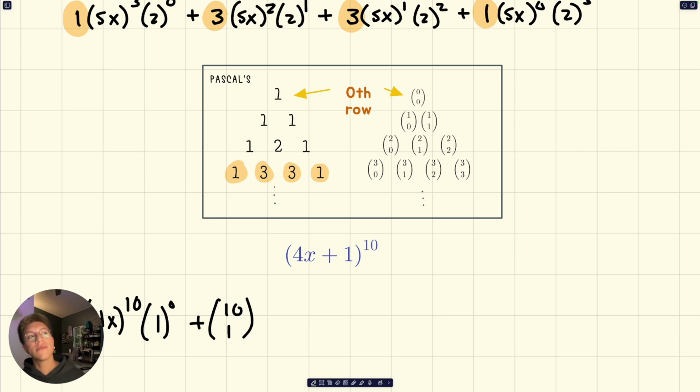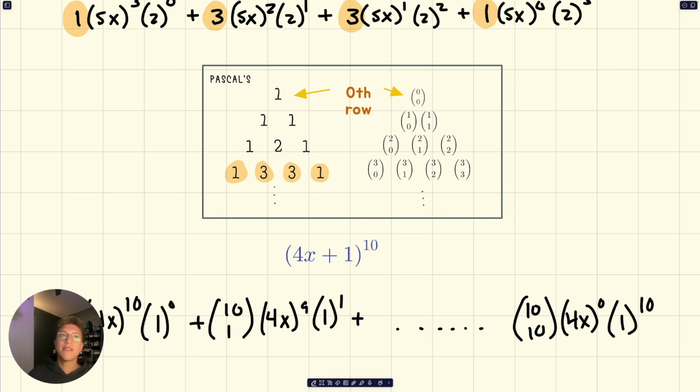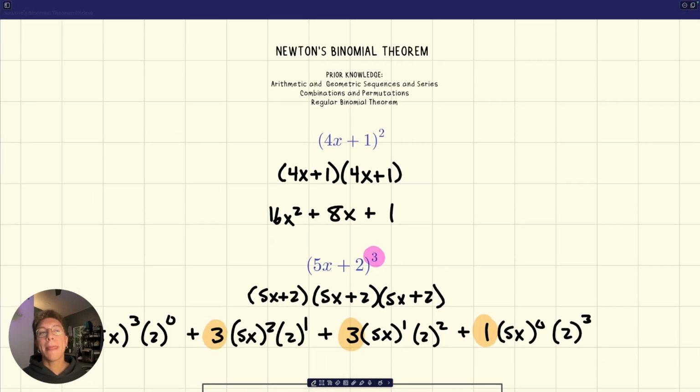Our next one would be 10 choose 1, and 4x to the 9th power, and then 1 raised to the 1 power. And we could do this all the way until we get to our very last term in the expansion, which would be 10 choose 10, our first term, 4x, raised to the 0th power, and 1 raised to the 10th power. So using these methods, first regular old distribution, then Pascal's triangle, and then the combinatorics representation of Pascal's triangle, we can expand any binomial up to any power.